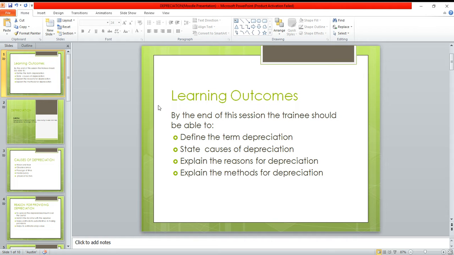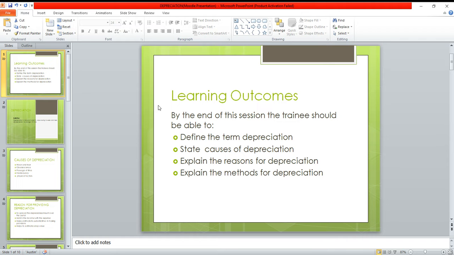But today we are going to start a new topic, and our topic today is on depreciation. And we shall start by knowing the objective that we are going to learn by the end of this session. So our objective for today is that by the end of this session, the trainees should be able to define the term depreciation, and that is the first objective.